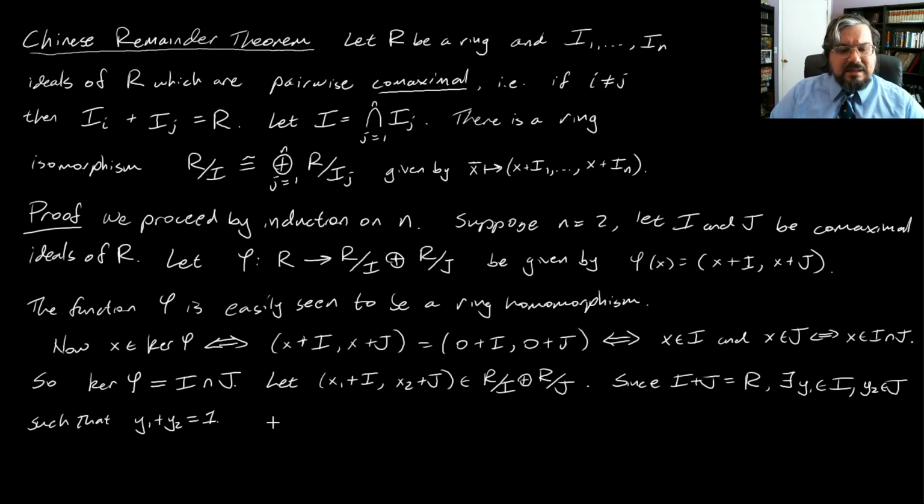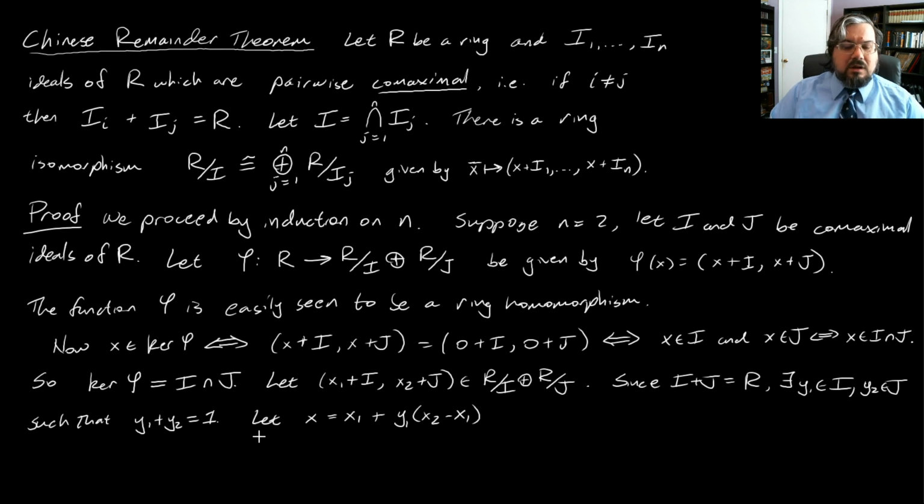Once we have this, I'm going to define an element x which is going to do the job for us, but I'm going to show that we can write it in two separate ways. So let's go ahead and let x be x1, whatever element x1, choose a specific representative from this first coset here. So we'll let x be x1 plus y1 times (x2 minus x1).